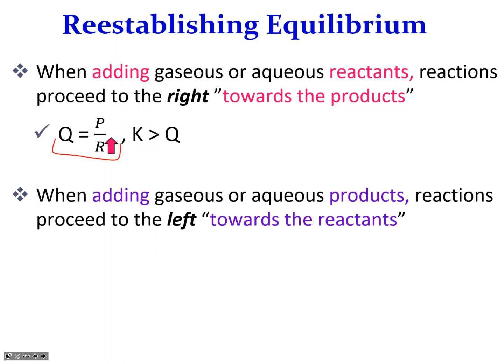Adding gaseous or aqueous products proceeds left towards the reactants, or you could say it shifts left towards the reactants. Once again, you don't necessarily have to show the proportions, but the reason why this works is if the products are increasing, the numerator is now increasing, so now Q is going to be greater than K. And obviously, we write it with K first, so it's going to point the direction of the shift, going towards the reactants there.